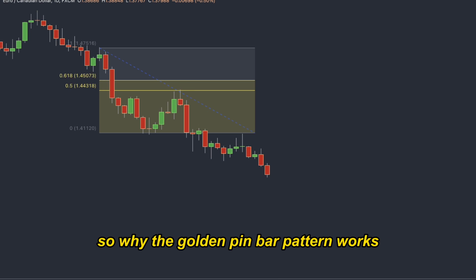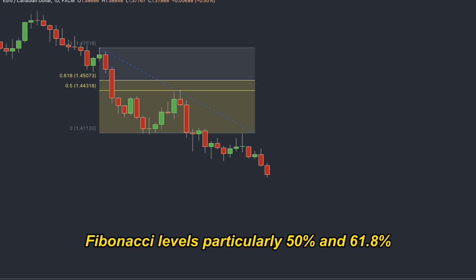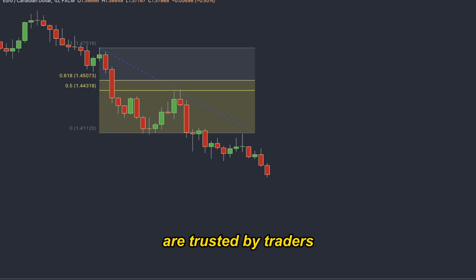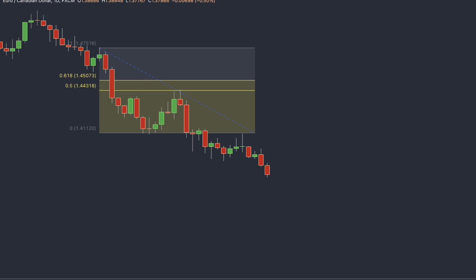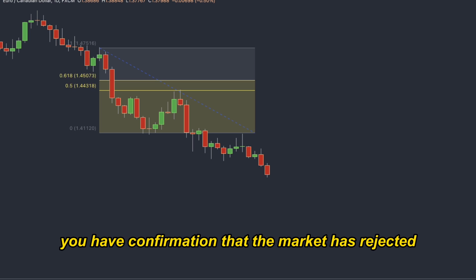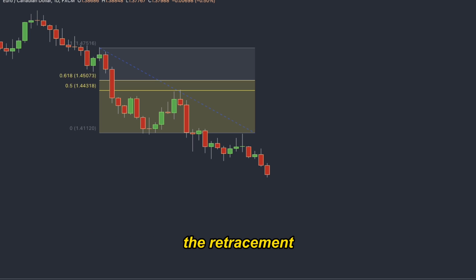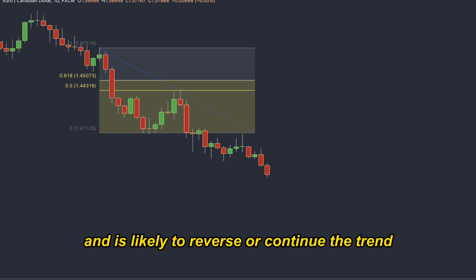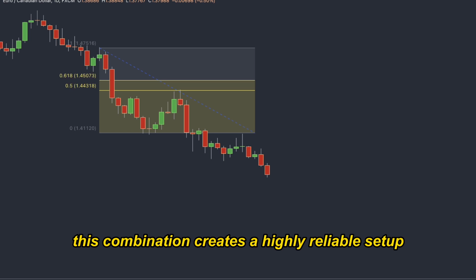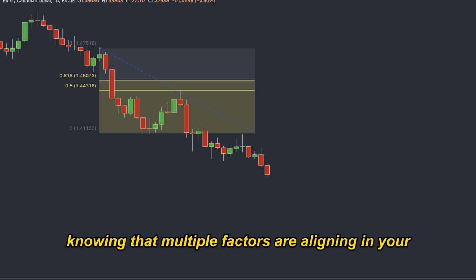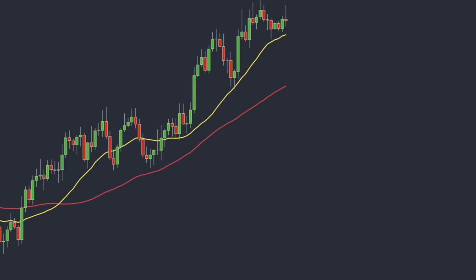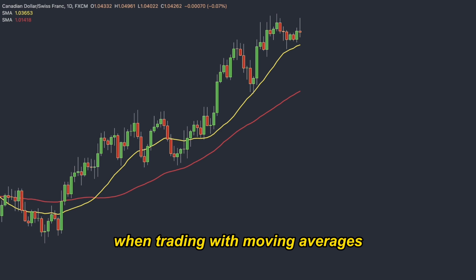So why does the golden pin bar pattern work? Fibonacci levels, particularly 50% and 61.8%, are trusted by traders because they represent key retracement zones where the market often pivots. By adding a pin bar at these levels, you have confirmation that the market has rejected the retracement and is likely to reverse or continue the trend. This combination creates a highly reliable setup, giving you the confidence to enter the trade knowing that multiple factors are aligning in your favor.